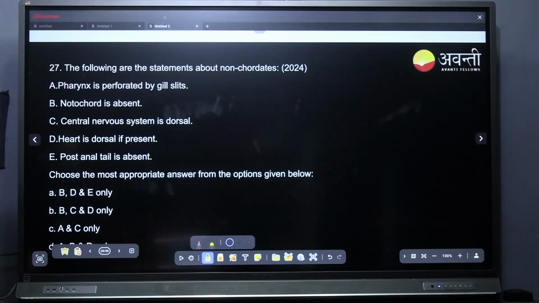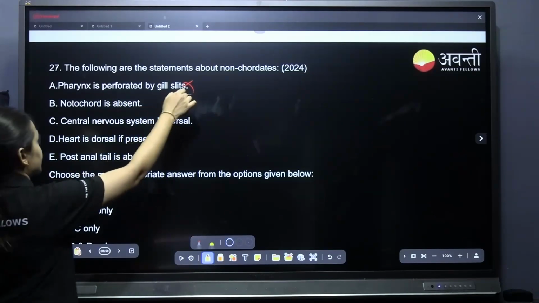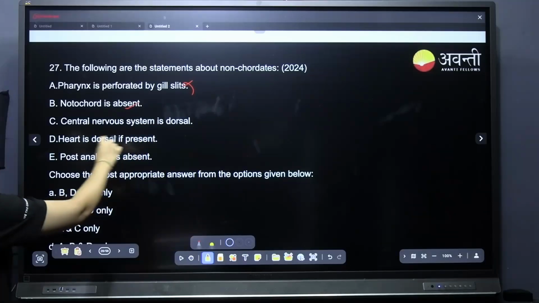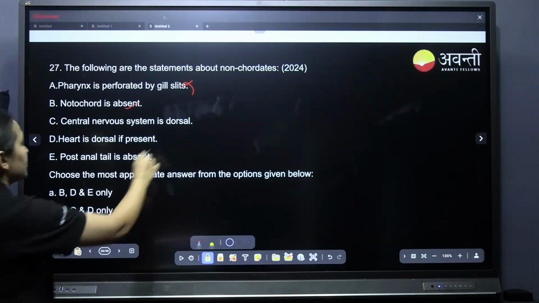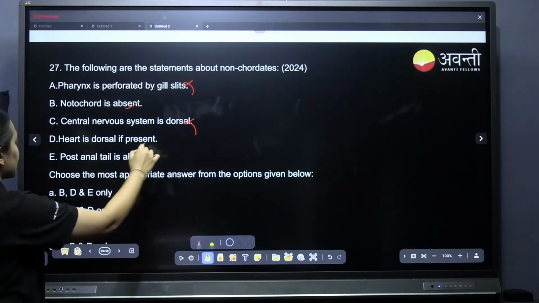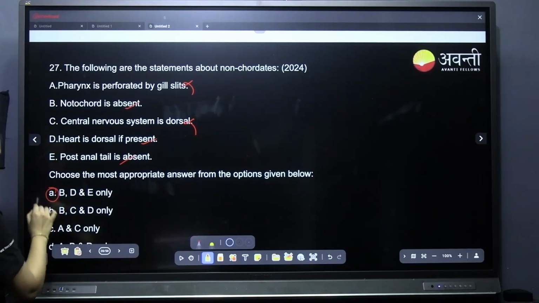Which of the following statements about non-chordates is correct? Pharynx is perforated by gill slits. Non-chordates, no, they don't have gill slits. Notochord is absent. They don't have notochord, yes. Central nervous system is dorsal. No, it is ventral. Heart is dorsal. Yes. Post-anal tail is absent. Yes. Which makes B, D and E the correct answer, which is option A.